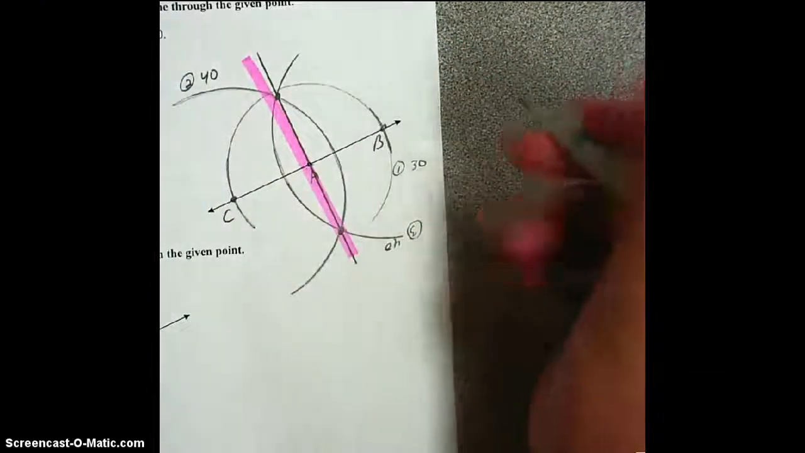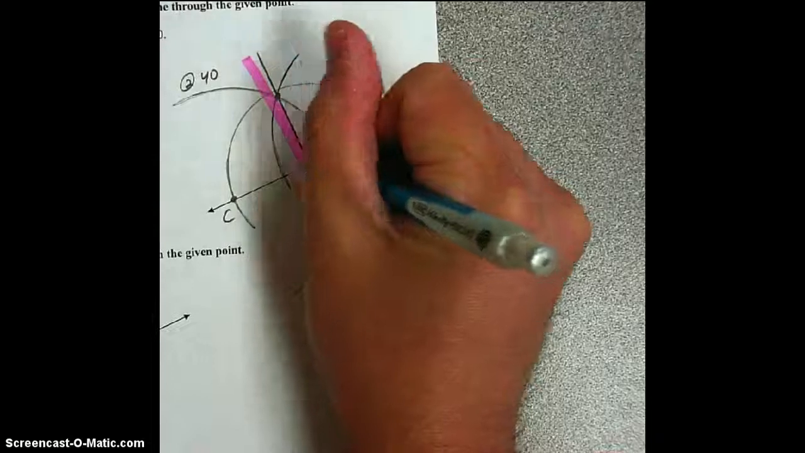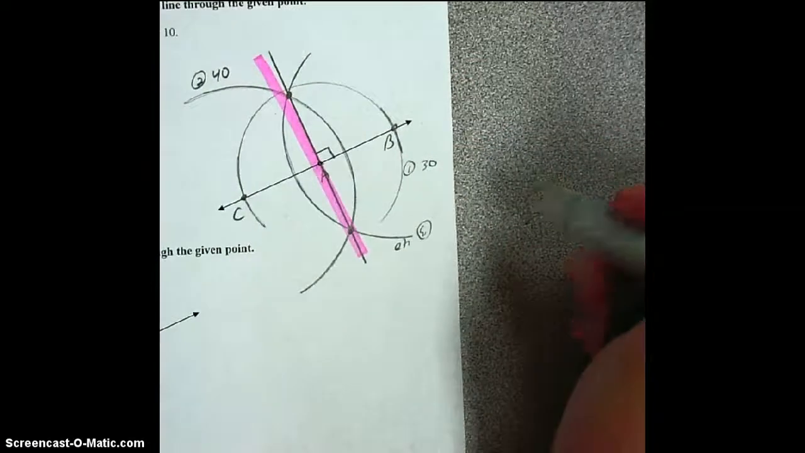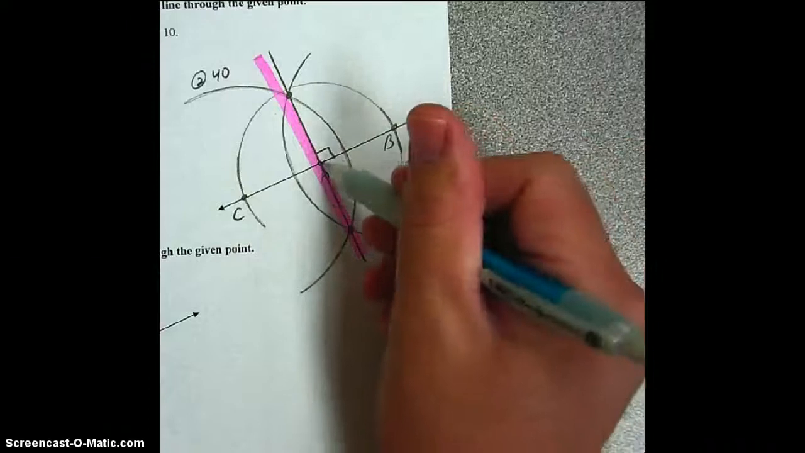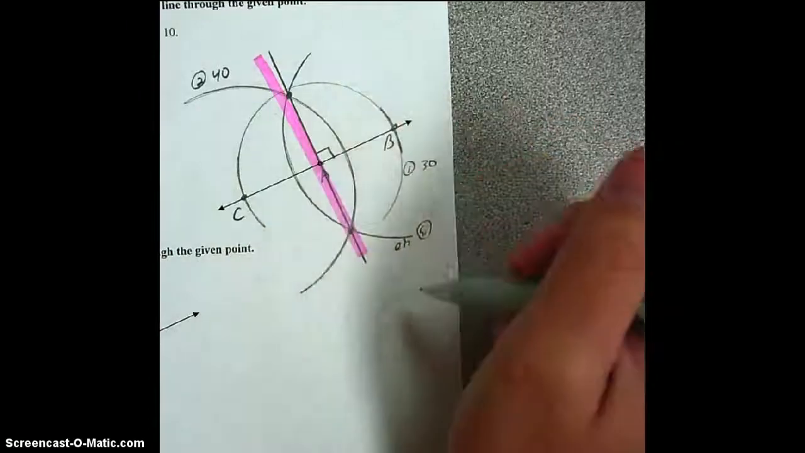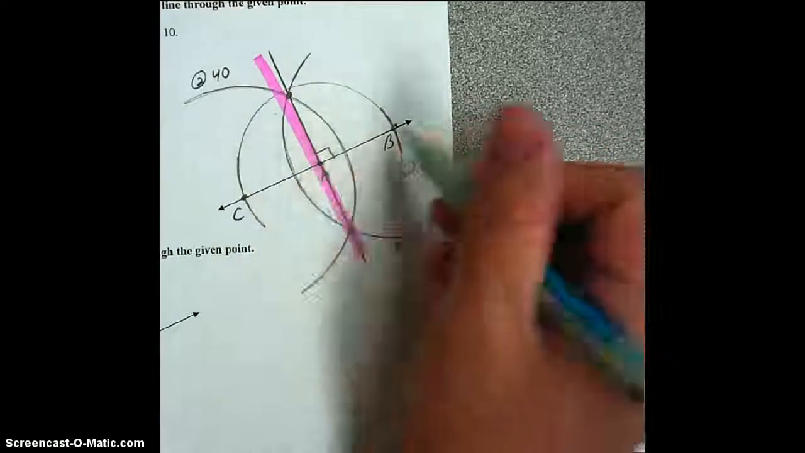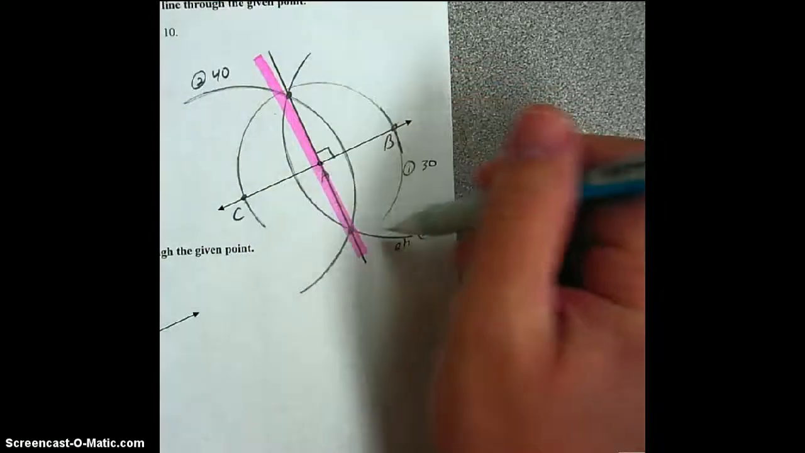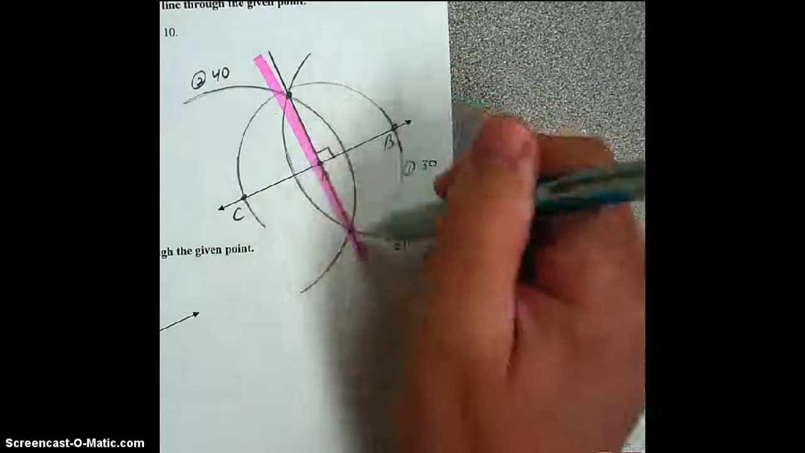So now what I want to see is this little box, because that little box is what tells us that those two lines are 90 degrees. So again, we started on point A, we drew a 30. Then we went to point C and drew a 40. Went to point B and drew a 40. And then we connected the two dots where they intersected.